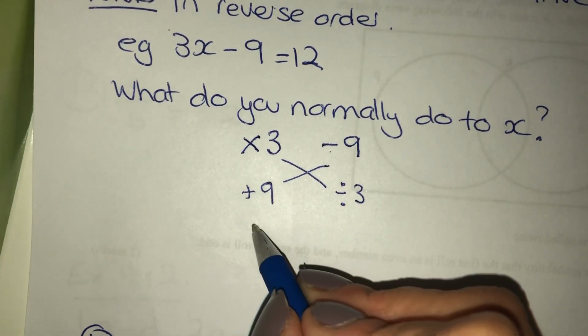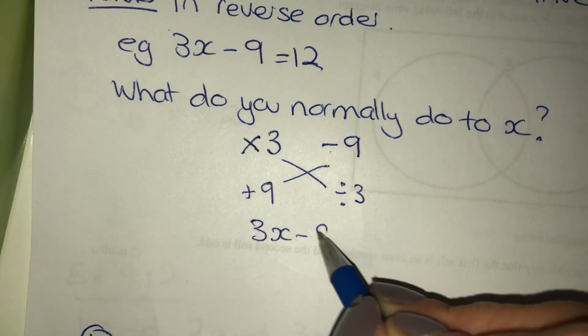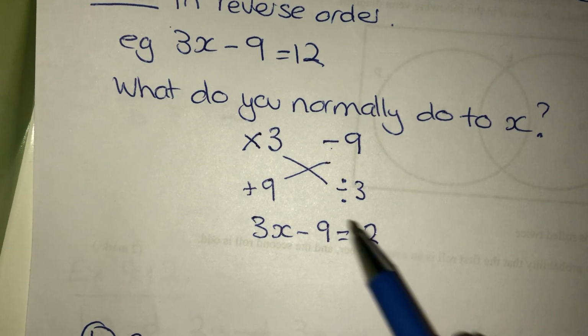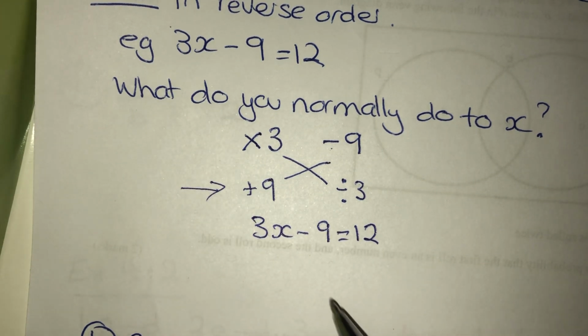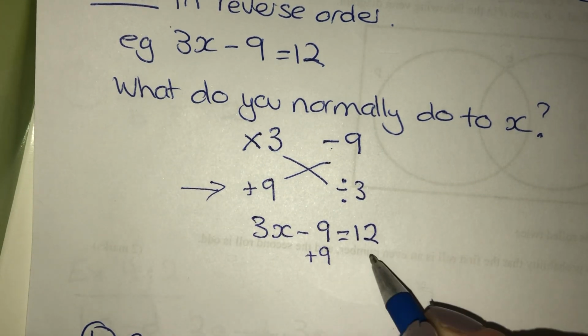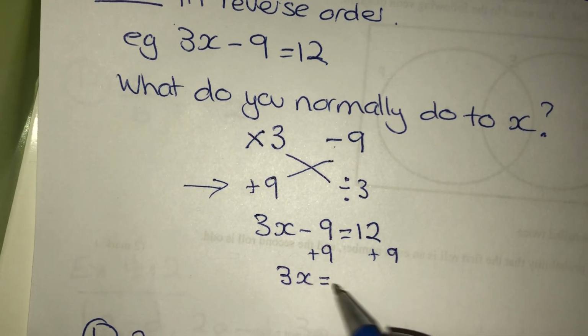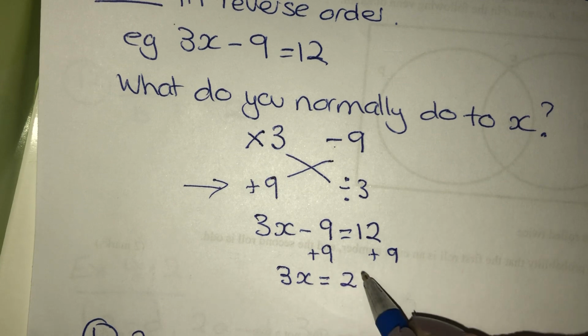So I'm going to write the question out again so it's nice and clear for us all to see. We have 3x minus 9 equals 12. So if we come to here, because that's what we're planning to do now, we're going to add 9 to both sides. So we're going to have 3x equals 21.